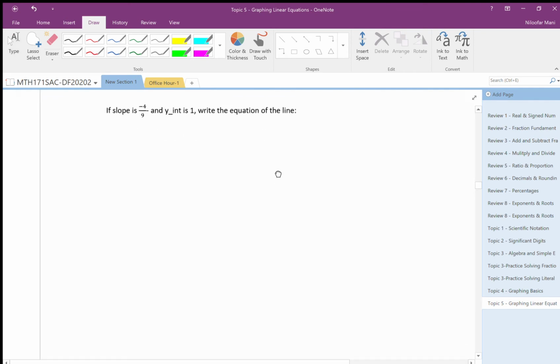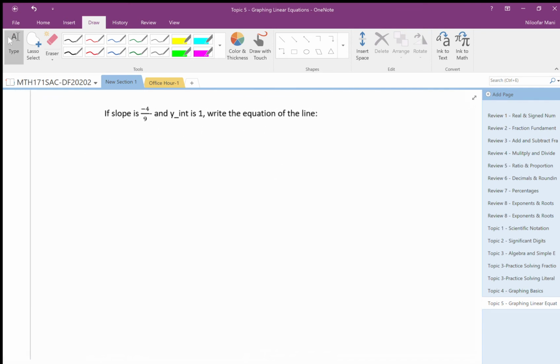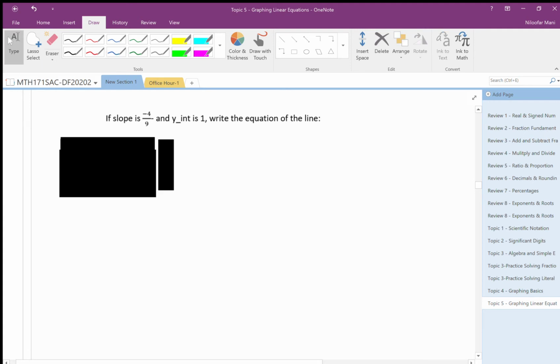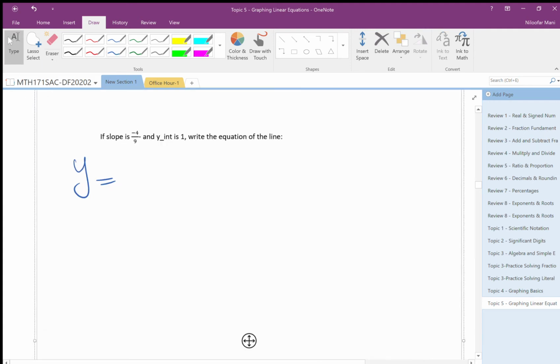How about here? If the slope is minus 4 over 9 and the y-intercept is 1, what is the equation of the line? y is minus 4 over 9 x plus 1. This is a slope-intercept form.